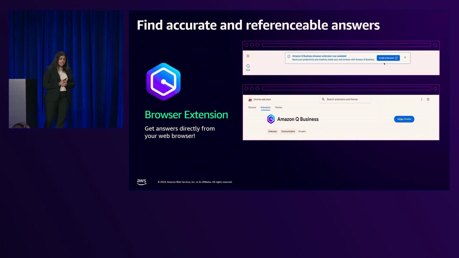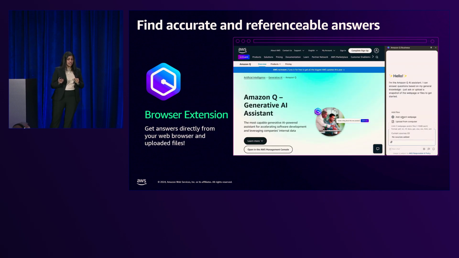Now, one of the latest features we have is something many customers asked for: they said, I want to use Q Business to get answers, but I just want to do it right from where I am. So very quickly, you can install and download the browser extension for Q Business into the browser of your choice. Then once you're on that web page, Q Business understands the web page, and you can just start chatting with that web page directly.